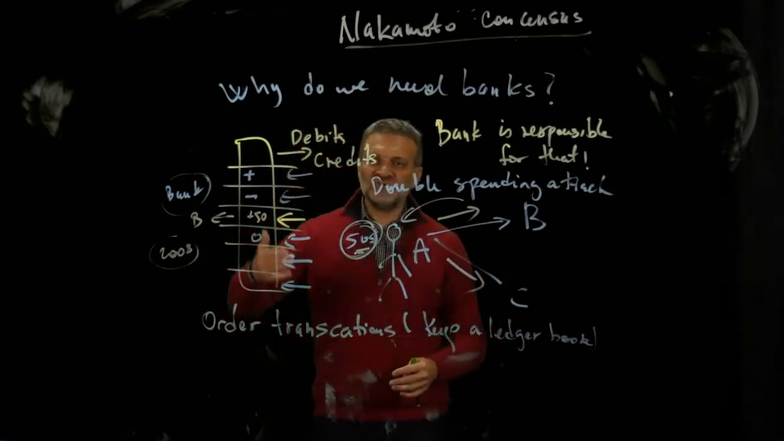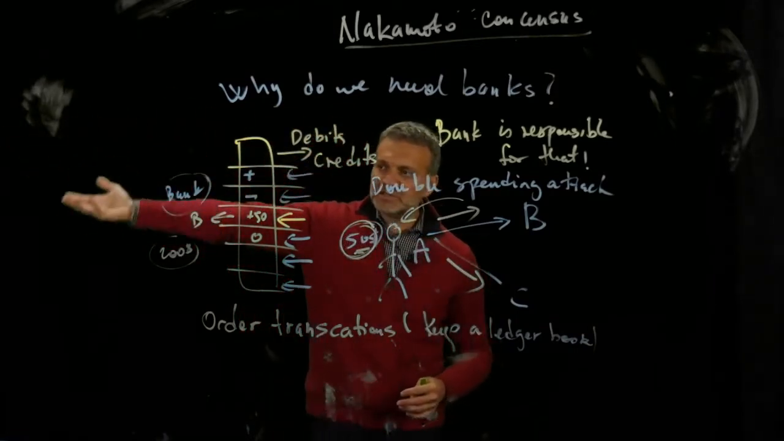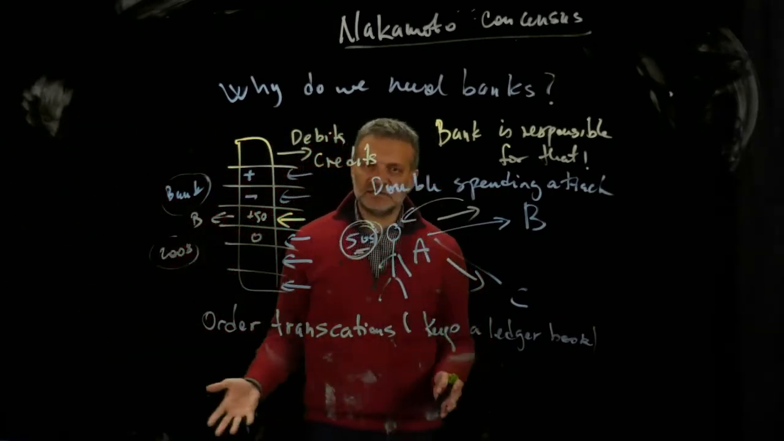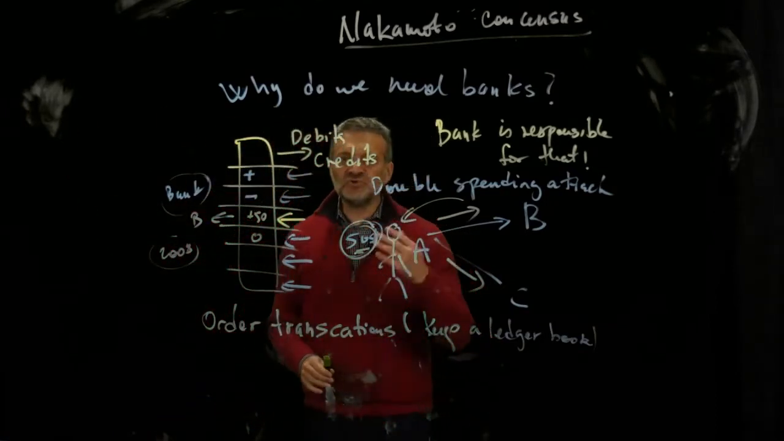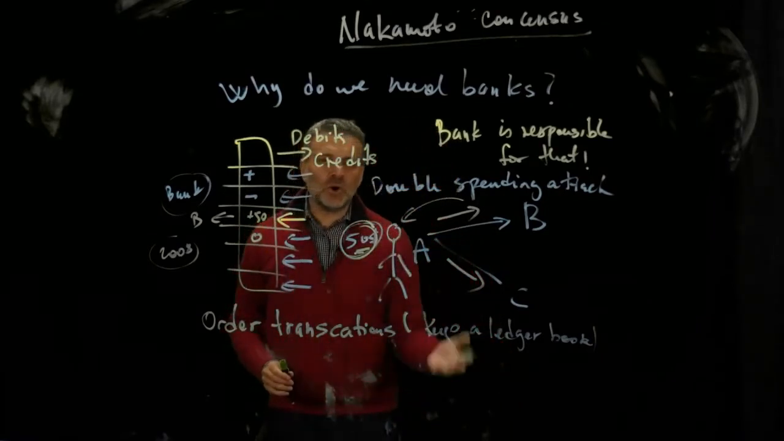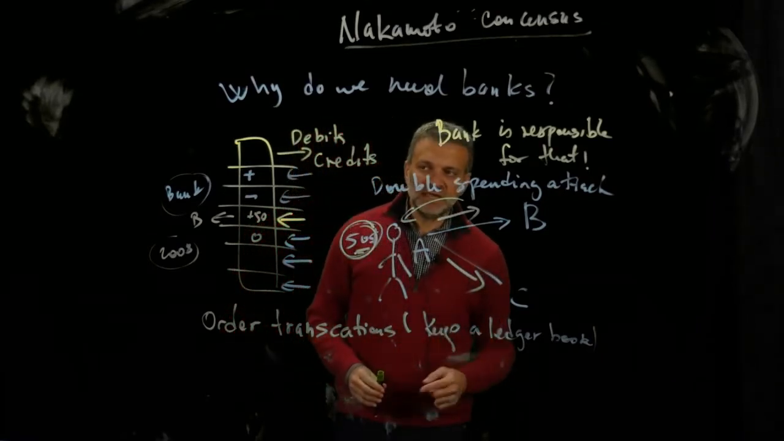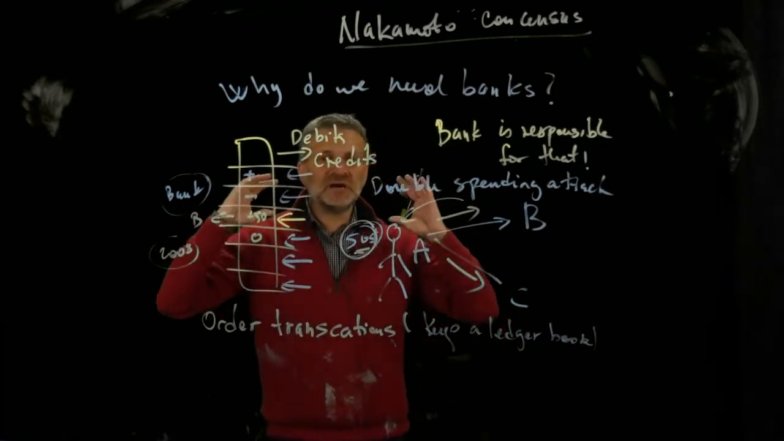For example, if you want to order an oil tanker from Saudi Arabia, you have to go through a lot of hoops. You have to issue letters of credit. It's a very complicated process, and it's complicated because the banks have a monopoly.